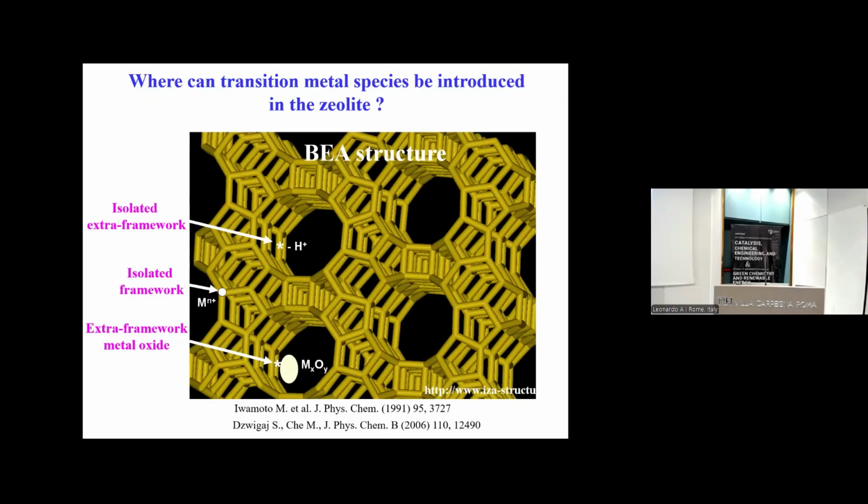There's the question of where the metal can be formed in the zeolite. It is a metallo-zeolite structure. As you can see, there is the possibility to incorporate the metal species in isolated framework positions, which is more interesting: the isolated extra-framework species and extra-framework metal.